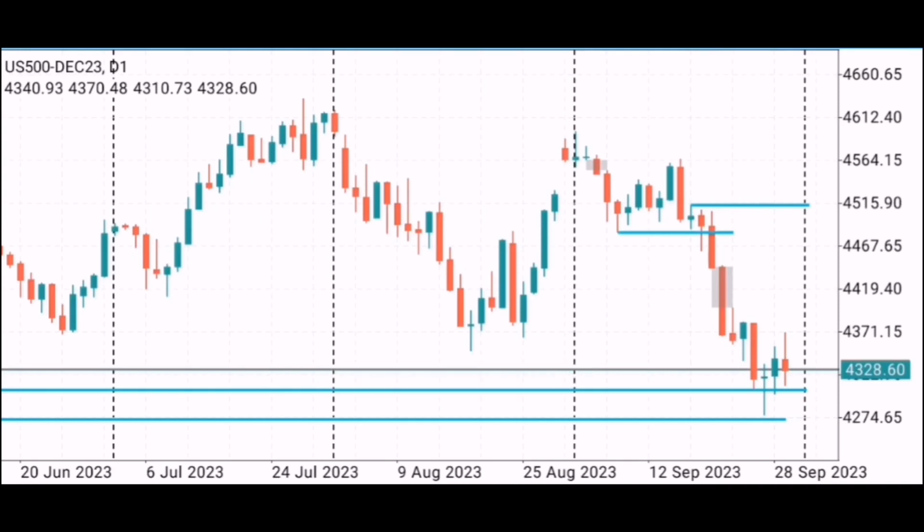Hello there, this time around we're doing a forecast ahead of the week, and the focus is going to be on currencies as well as indices.